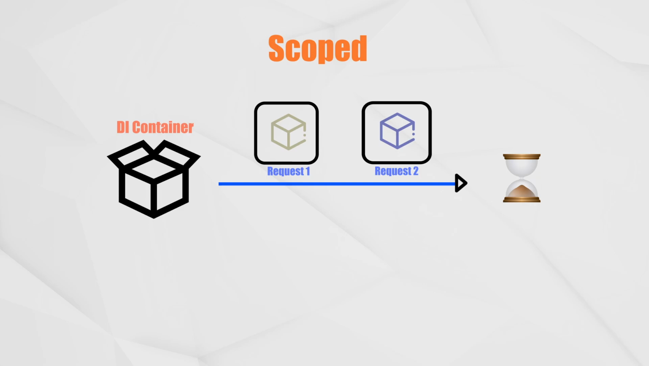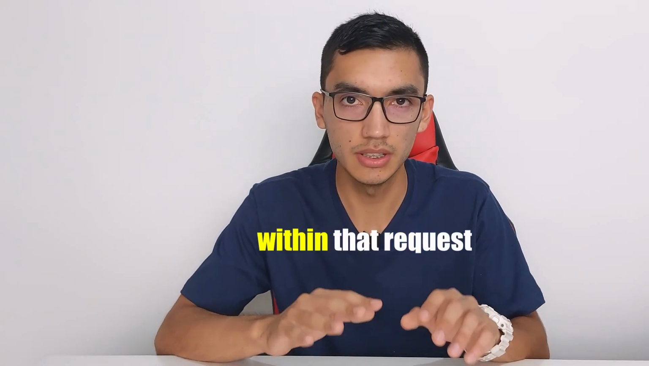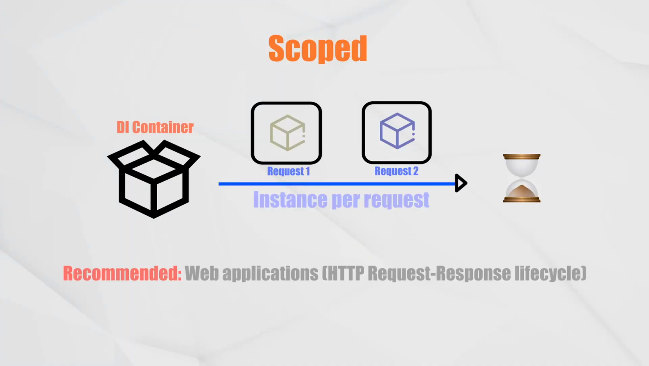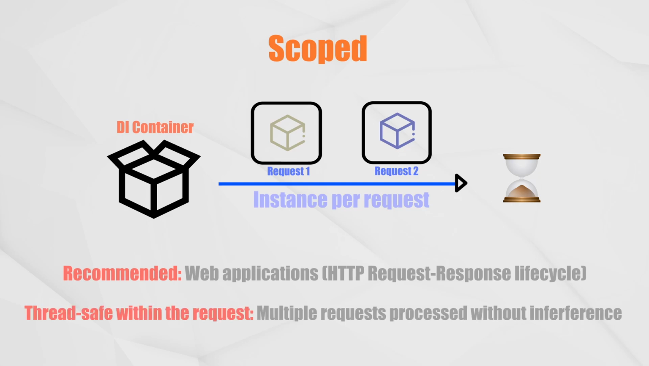Scoped. A new instance is created on each request or scope. The service object is shared within that request. It's recommended for web applications because it aligns with the HTTP request response lifecycle, where request objects can be reused throughout the application. Scoped services are thread safe within the scope of a request because multiple requests can be processed without interference among them. One example of a scoped service is the Entity Framework DB context, which tracks changes within a single request to perform database operations.